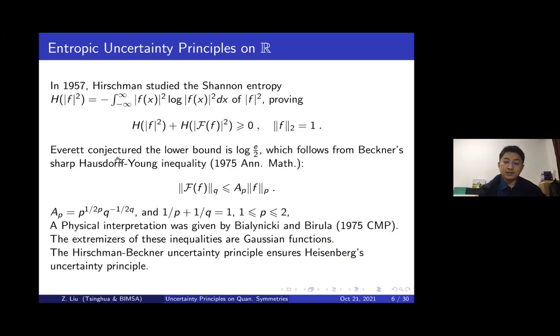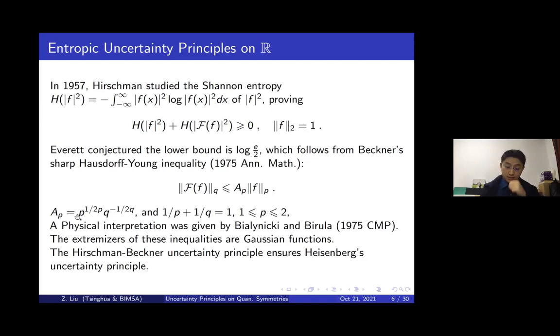And then Everett conjectured that the lower bound is actually log e over 2. So there is a better constant. And this follows from a deeper result of Beckner in 1975. He gave a sharp Hausdorff-Young inequality. So he improved the constant in the Hausdorff-Young inequality from 1 to A(p). And by taking the derivative of this optimal Hausdorff-Young inequality at p equals 2, we can have this better lower bound log e over 2.